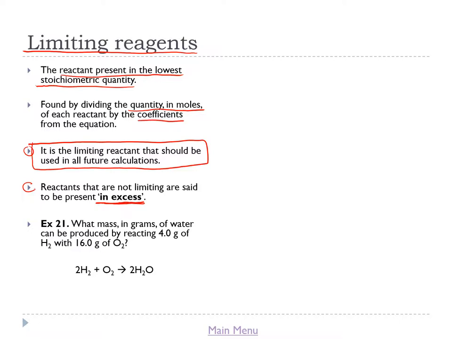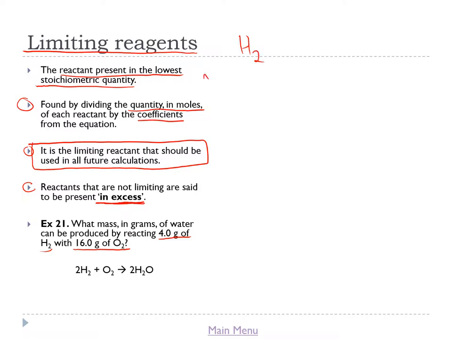Now this says, what mass in grams of water can be produced by reacting 4.0 grams of H2 with 16.0 grams of O2? Now what we need to do is divide the quantity in moles of each reactant by the coefficients from the equation. So let's start off looking at H2.